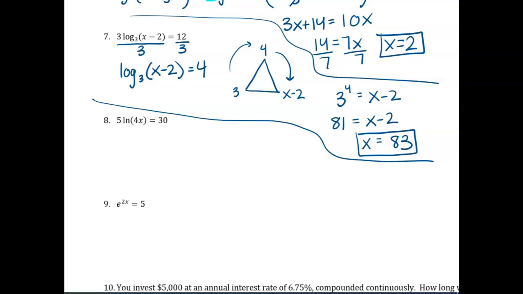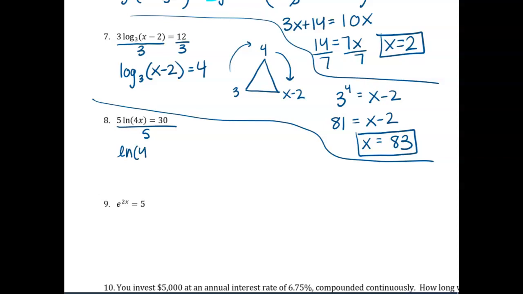Next one, similar first step. I have a 5 in front of my natural log, so I cannot exponentiate until there's nothing in between the e and the natural log. So I'll divide by 5 first. And again, I want to show you what I mean. If I had done the e here, there's a 5 in between. It's kind of blocking the e from the natural log, so it won't work. So we divide by 5.